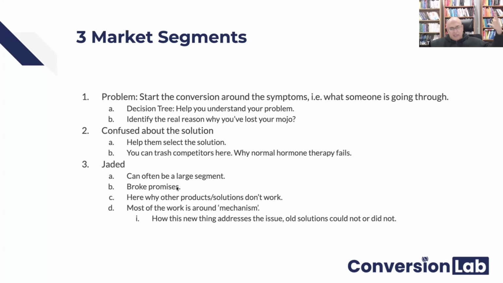So, I've tried to fix my mojo problem like five times already. I've taken supplements, I've taken injections, I've been to the doctor, I've been to the chiropractor, I've been to the naturopath, I've been to whoever. So I'm extremely skeptical, but it can often be a large segment. If you're going to get into things like weight loss or whatever, they can reasonably be large. That doesn't mean there isn't a fresh group of people coming in, but there's also a segment that has not been able to solve the problem, and they could become quite sizable, but they're a little bit jaded. They've had broken promises. So here's why other solutions don't work.